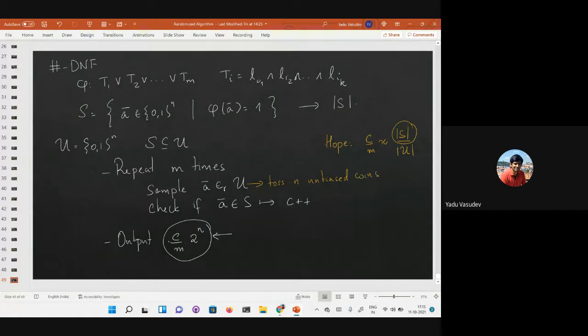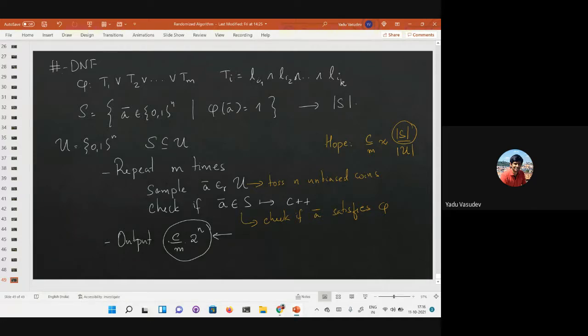That is all you have to do with the sampling, right? And this part is also easy, right? So this is basically checking if A satisfies phi. That is also easy to do. Checking whether the assignment is in S is also easy, because all you have to do is substitute these truth values into your formula and see whether the formula evaluates to true or not.